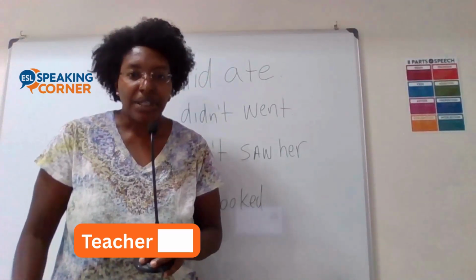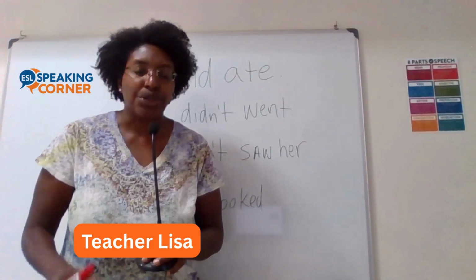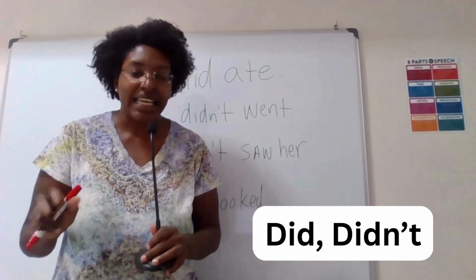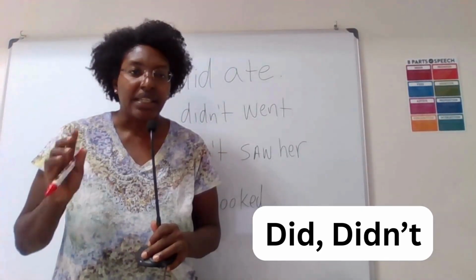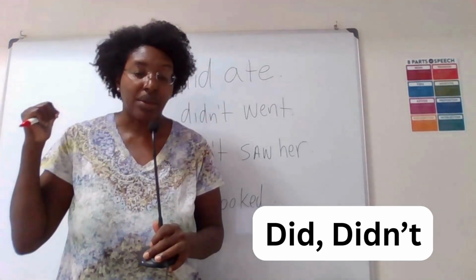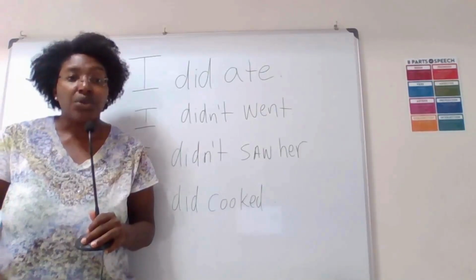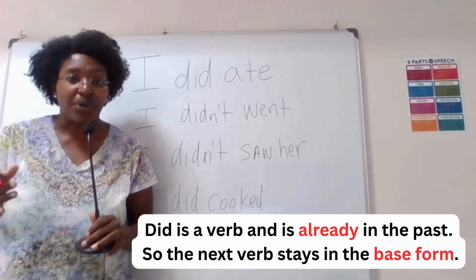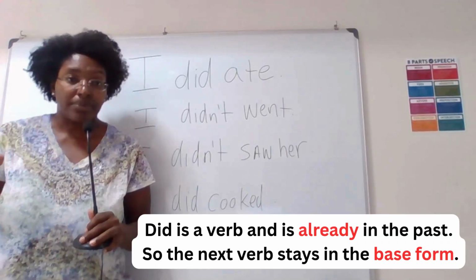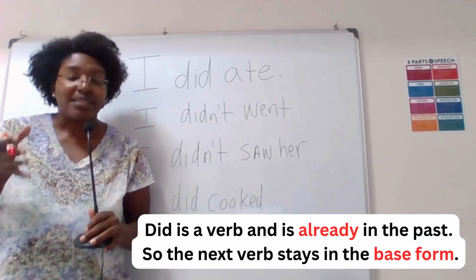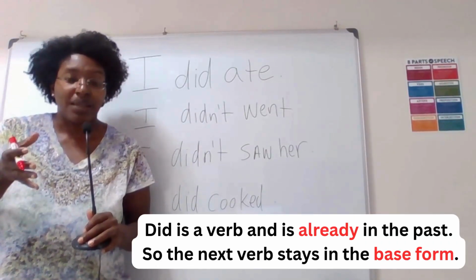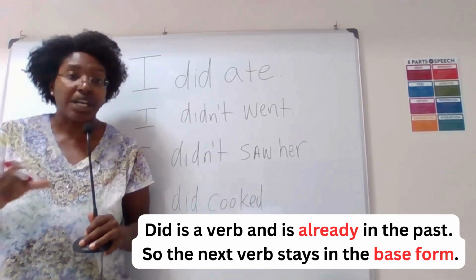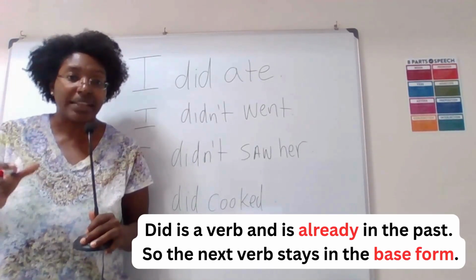Let's fix a common grammar mistake ESL learners make with the verb did and didn't. Let's look at some examples I have here on the board. So remember, when we use did, the verb is already in the past, so the next verb stays in the base form. So did is the past tense of do. And the base form means we don't change the verb. We don't touch it. We don't do anything to it.